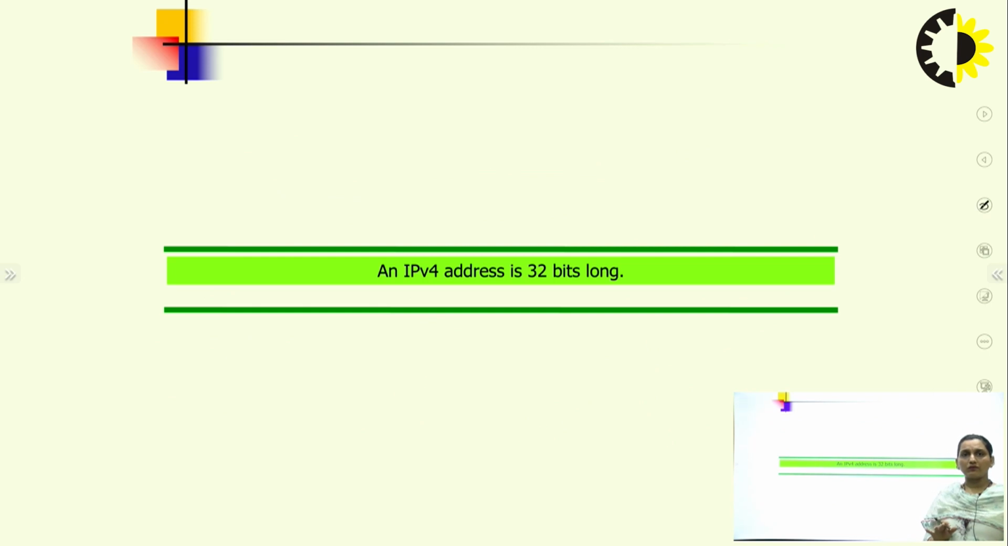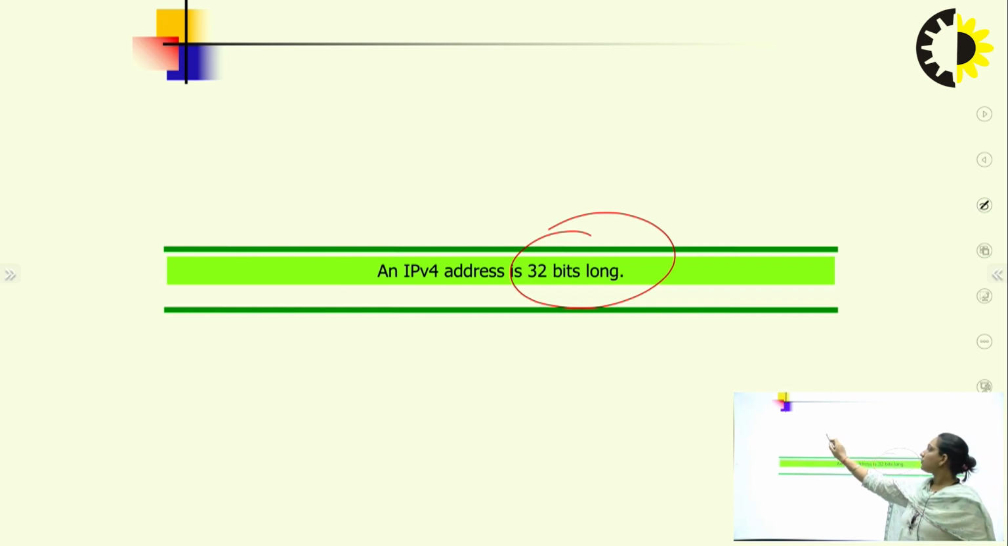What is the address space of that? In IP version 4, the address is 32 bits long. So we have a 32-bit long IP address. We also have a version 6 IP address.